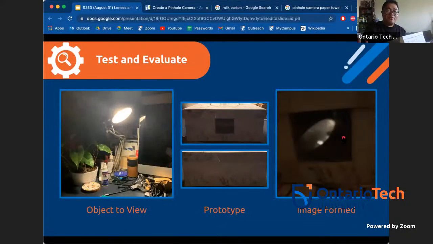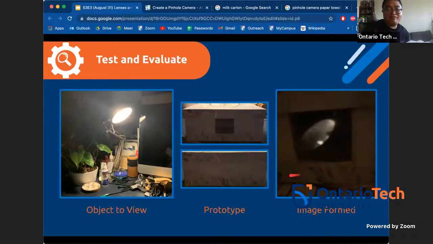This is a prototype that I've done. I have two prototypes of my pinhole camera, both the same box, the same style. As you can see here, this is the object that I'm trying to view. This was the square that I created, and there's wax paper on top. And then there's a tiny hole that I created. And this is a blurry image that I got from my pinhole camera.